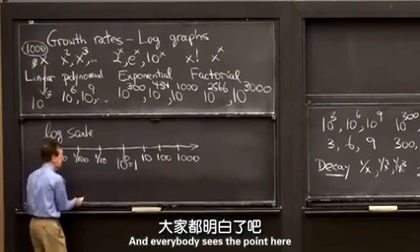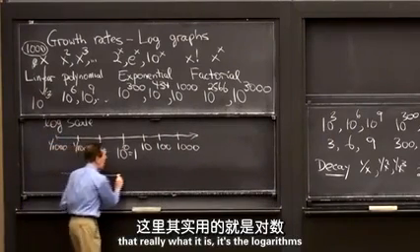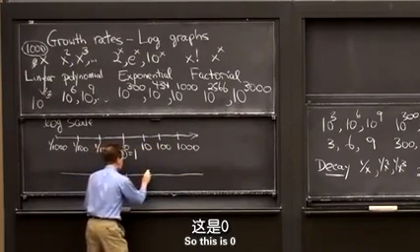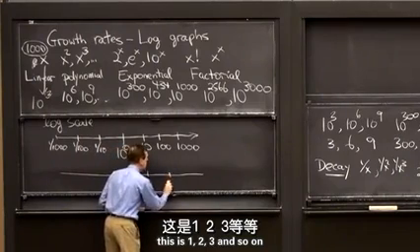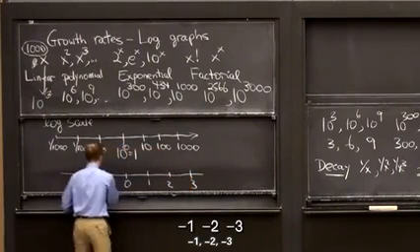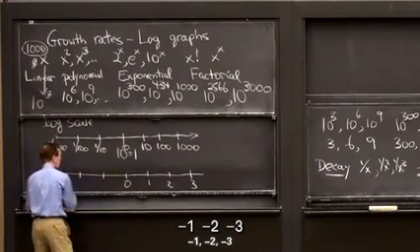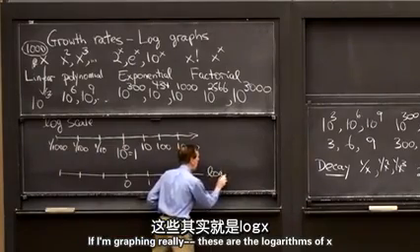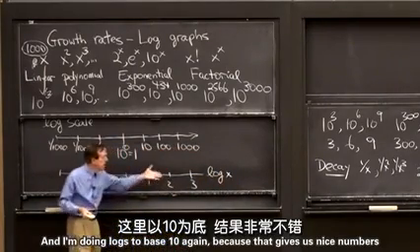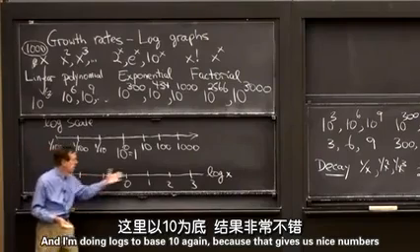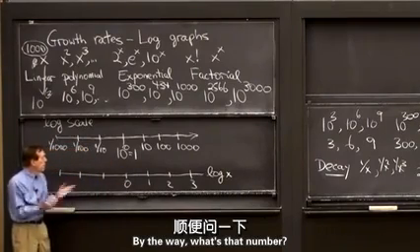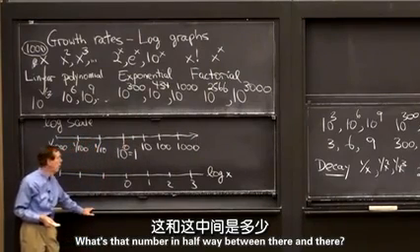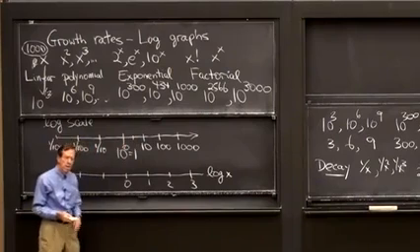Okay, and everybody sees the point here, that really what it is is the logarithms. So this is 0, this is 1, 2, 3, and so on. Minus 1, minus 2, minus 3. If I'm graphing, really, these are the logarithms of x. And I'm doing logs to base 10 again, because that gives us nice numbers. Okay, by the way, what's that number halfway between there and there?